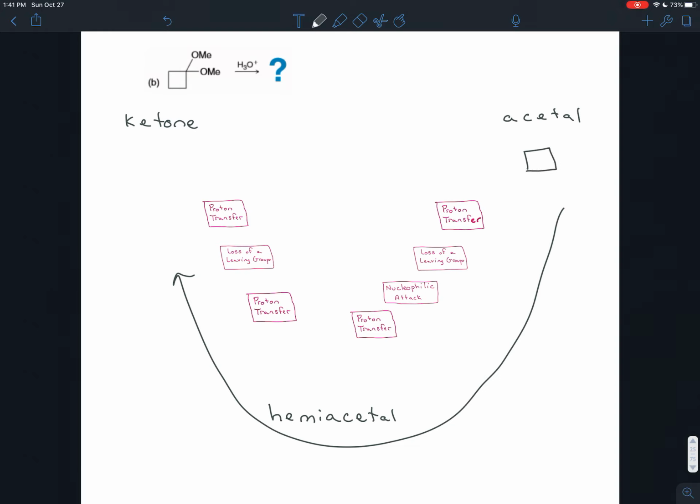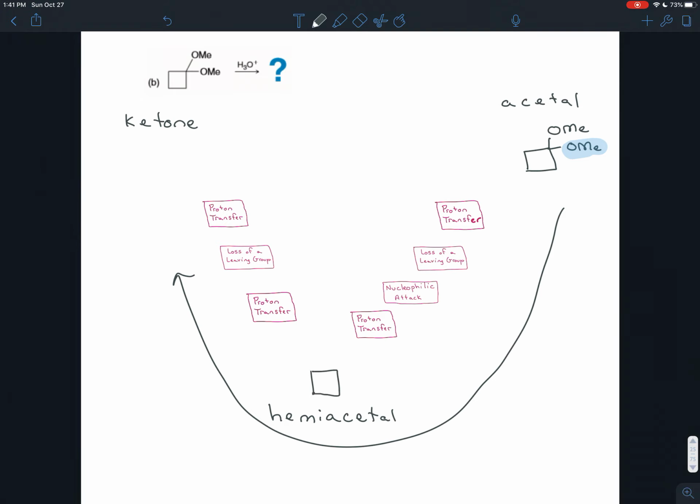They give us the acetal. So the acetal is this cyclobutane ring with two methoxy branches. Those are your two ethers that are attached to the same carbon, making that an acetal. So your two ethers, one here, one there, attached to the same carbon. Now, in a hemiacetal, we'll still have one of those on, but one of them will come off.